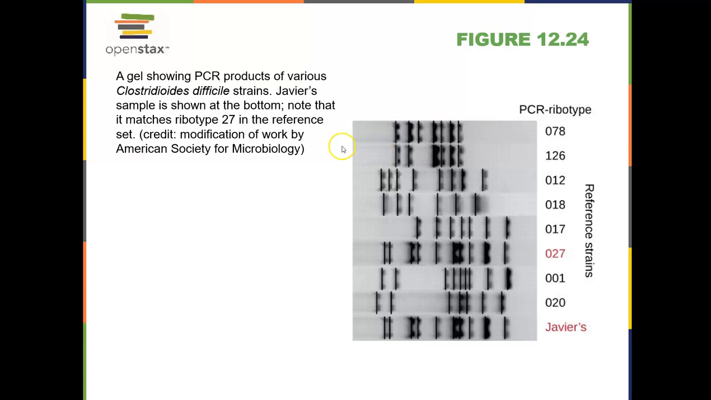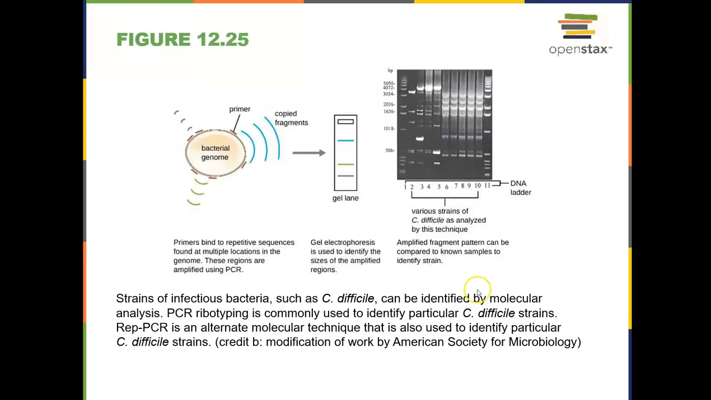So 78, 126 definitely isn't it. 12 has a couple bands that are similar, 18 has a couple, 17 has a couple, but 27 has all of them. So your reference strain, the one that probably infected Javier, is probably 27. Okay. So again, you can look at it that way.